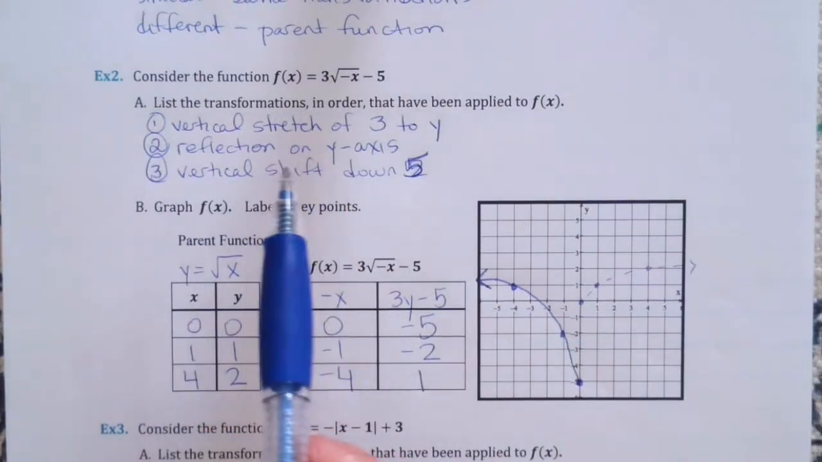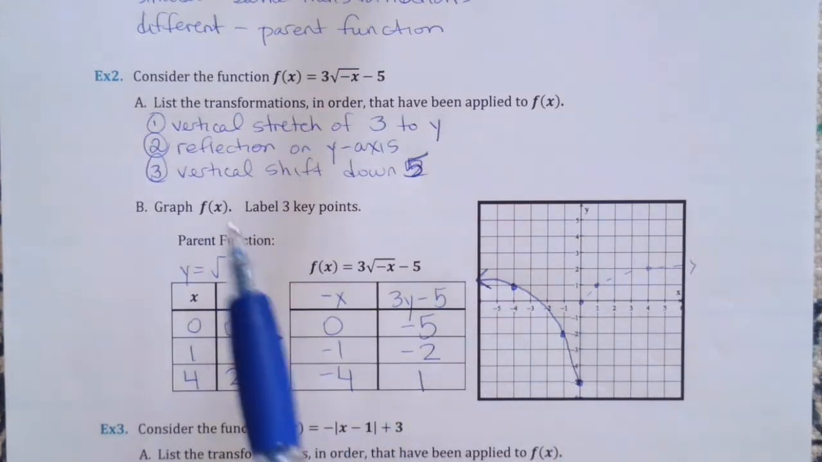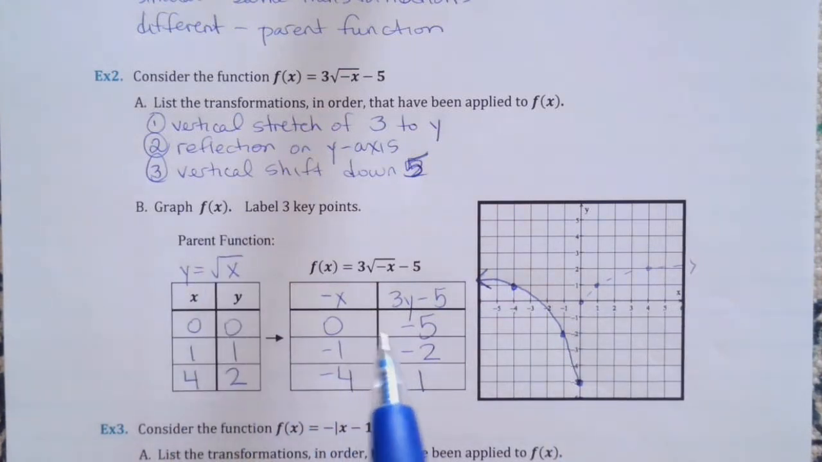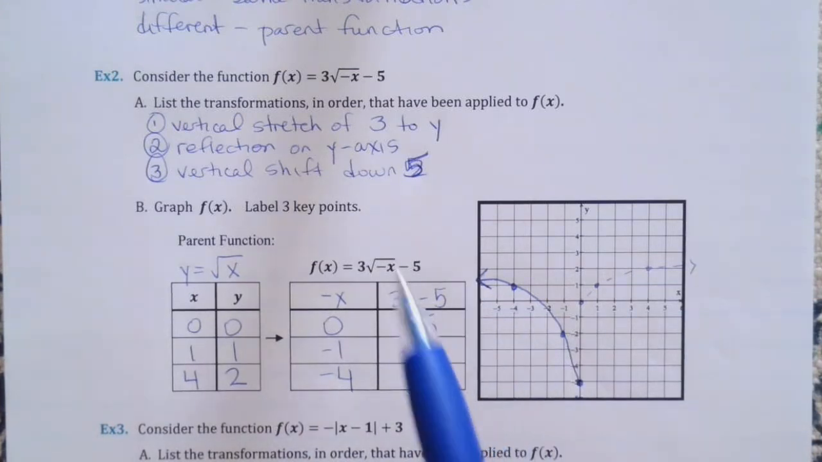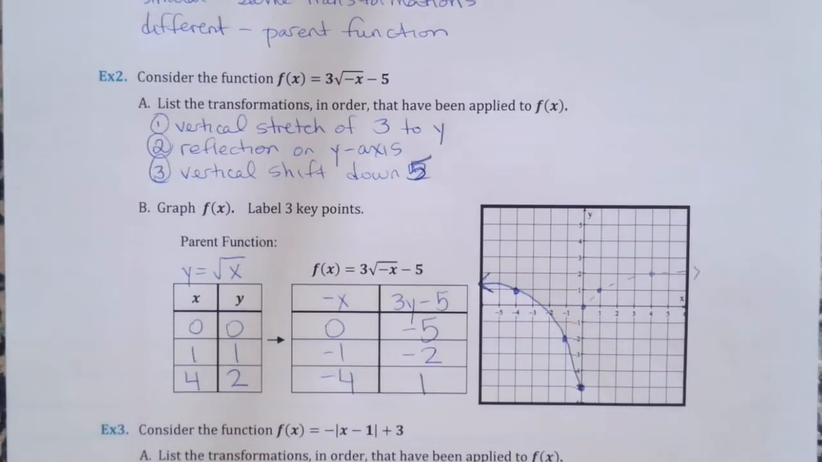So these transformations should show up on your final graph. But by doing the parent function, I think it's real easy for you guys to get the graph. Because remember, right now you can put that in your calculator and get these points out of your table, but not on the next few pages. Okay, so be careful with that.